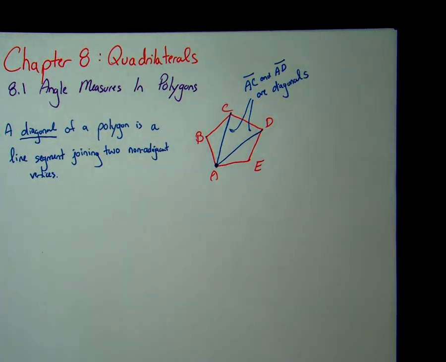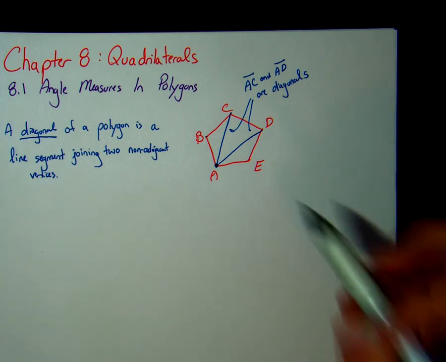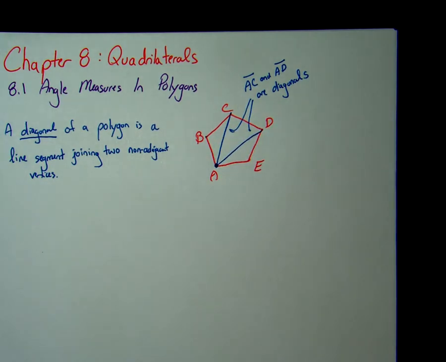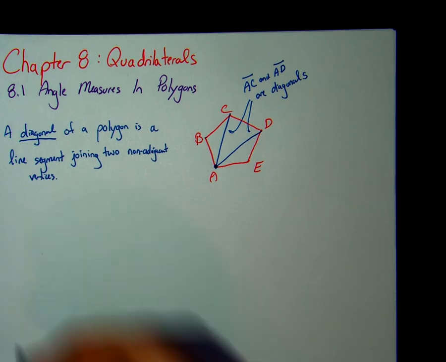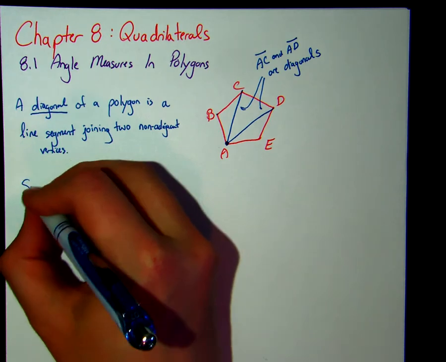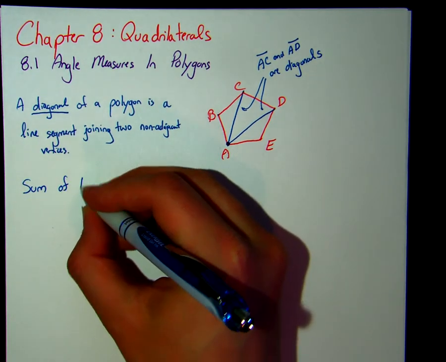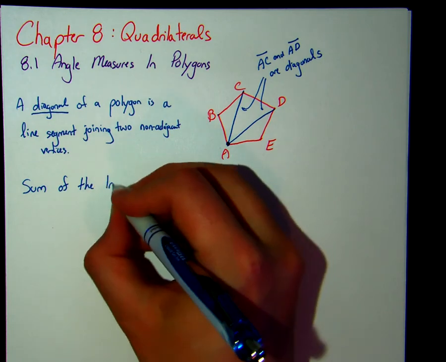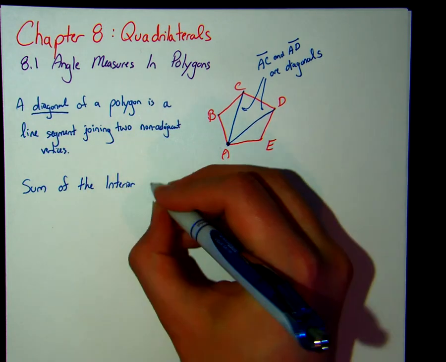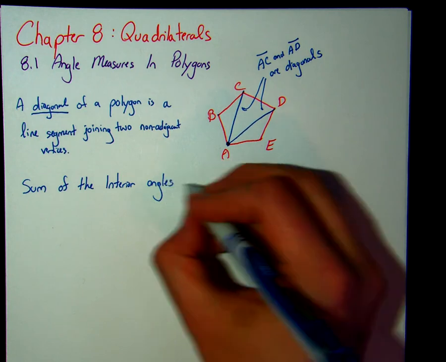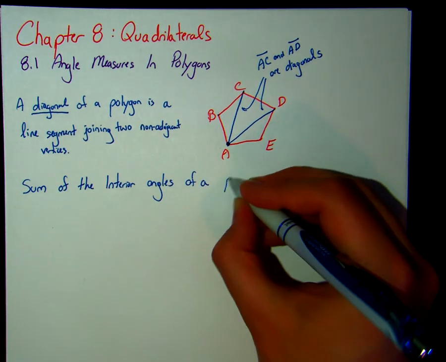Okay, so those are all the diagonals that I can draw from A. You could clearly go back and do the same thing from B or from C, etc. So I want to know what a diagonal is because the main thing that we need from this section is the idea of the sum of the interior angles of a polygon. We already know one of these.